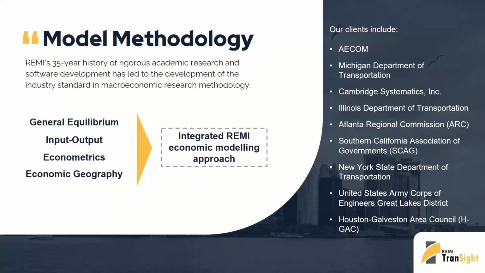There's also an input-output component that's taking a close look at the analysis of inter-industry relationships in our economies. There's an econometric component, so these are the thousands of equations that have been peer-reviewed over REMI's 40-year history that allow us to do the advanced statistical analyses that really underpin the REMI model. There's also an economic geography component, thinking about the effects of geographic concentration of labor and industry and how that has impacts on the economy.